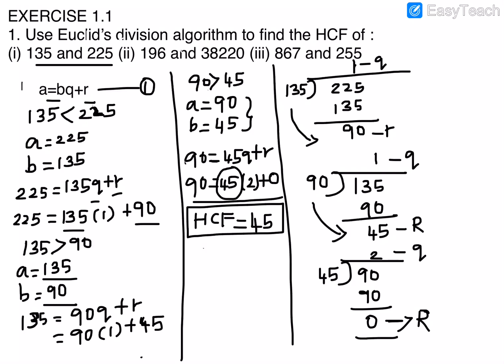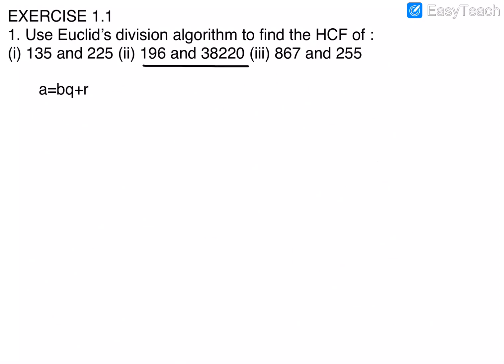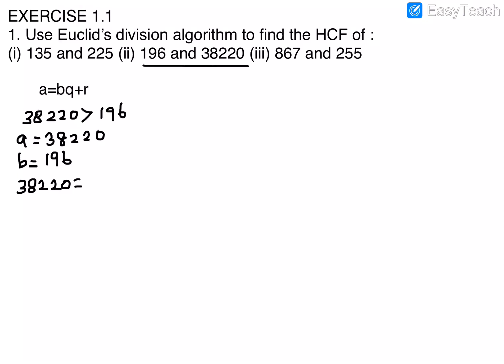Let's do the second problem, which is 196 and 38,220. First of all, I write the division lemma, A equals BQ plus R. Let's compare the numbers. 38,220 is greater than 196. So A equals 38,220 and B equals 196. Next step, I substitute the values in the lemma. So I get 38,220 equals 196Q plus R.